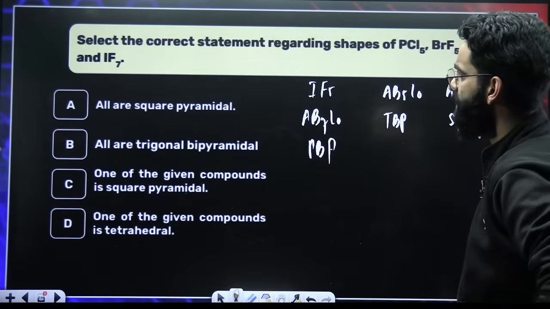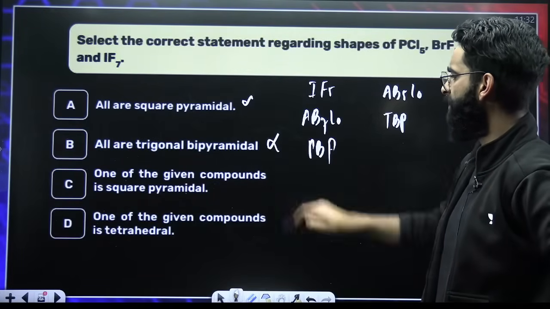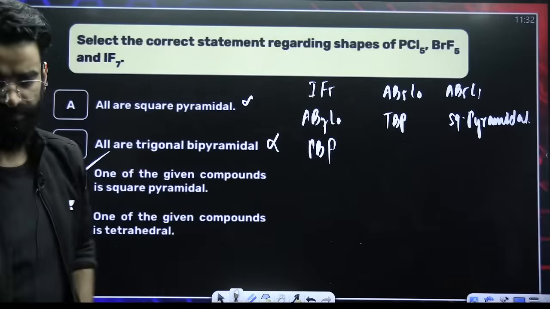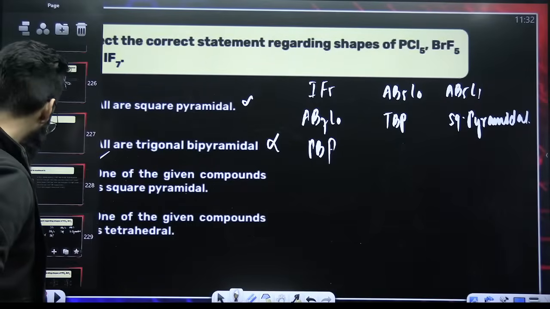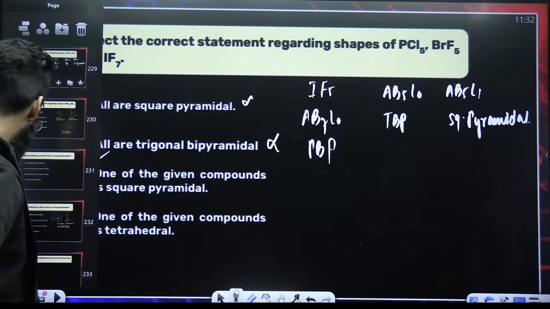Now select the correct statement. All are square pyramidal? No. All are trigonal bipyramidal? No. One of the given compounds is square pyramidal? Yes. Right? Done, people? All right. Perfect.